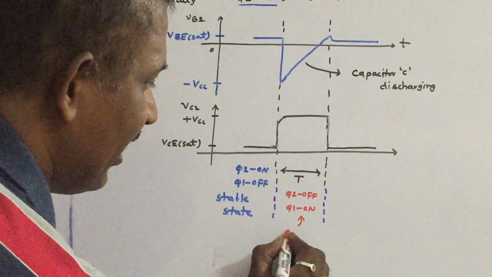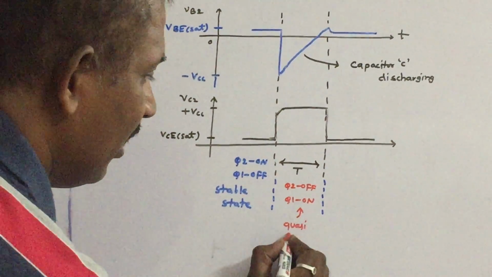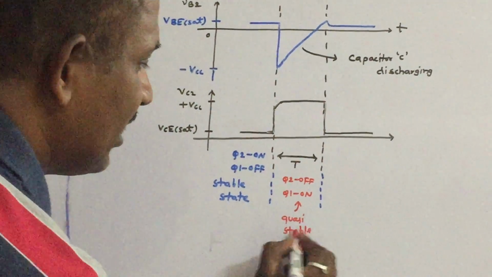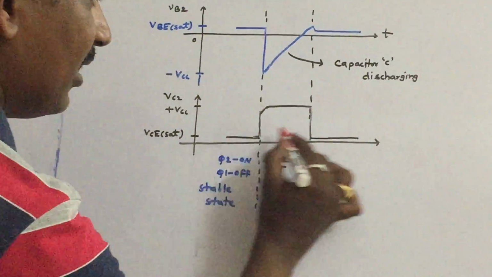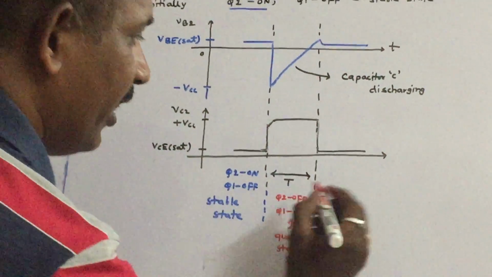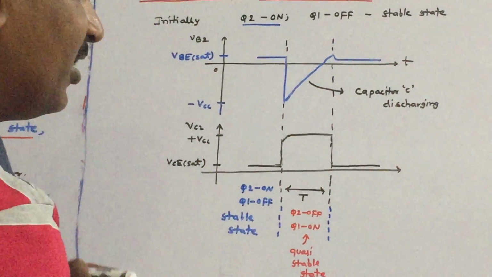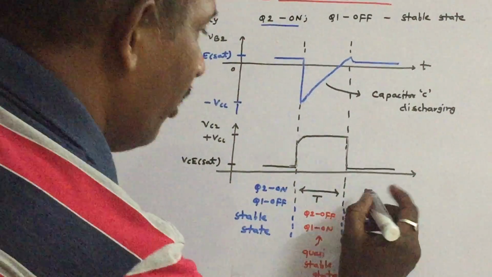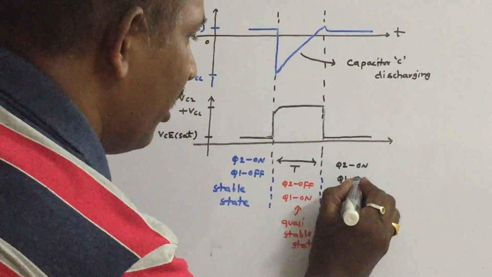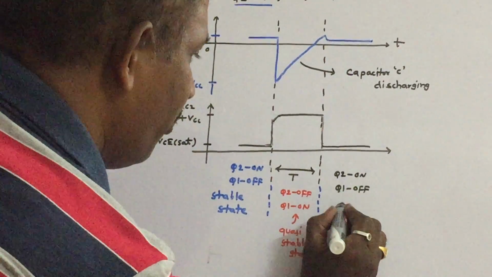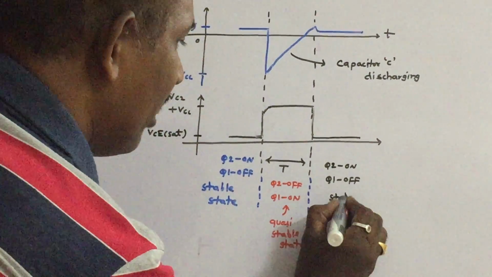So therefore this state is said to be quasi stable state, that is temporary state. Again you can see that the circuit is switched to low state. Therefore under this condition, what happens? Again Q2 is turned into on condition, so Q1 is turned into off condition. Again the circuit has reached to stable state.